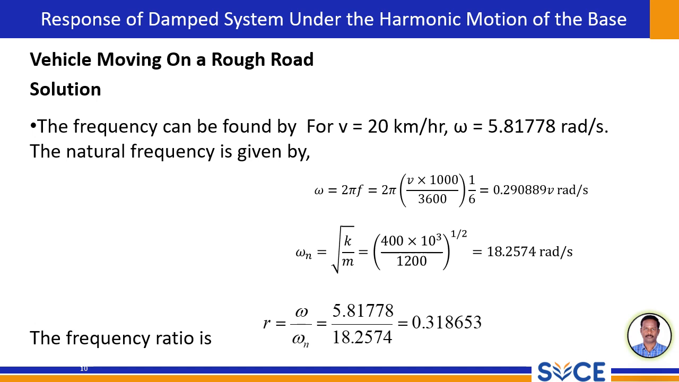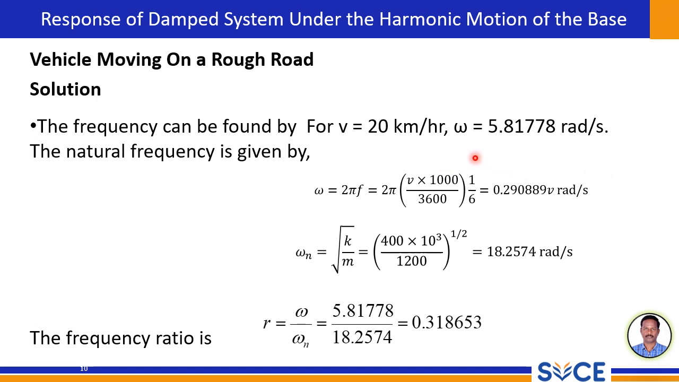Let's continue solving our vehicle vibration problem. We have already identified the given parameters. Now we need to calculate the frequency, natural frequency, and the frequency ratio. First, let's determine the frequency omega of the road surface variation. The problem tells us the vehicle speed v is 20 kilometers per hour. We need to convert this into radians per second.